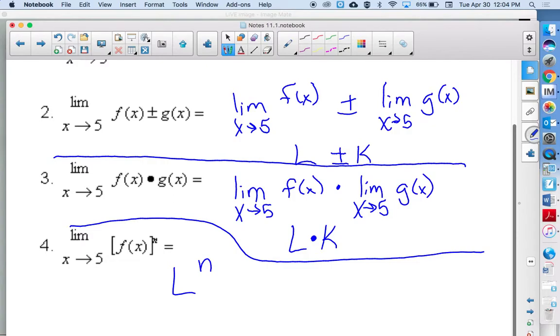Questions? So again, number 49 in your homework, you were to use the limits and do the operations just on the limits. Questions?